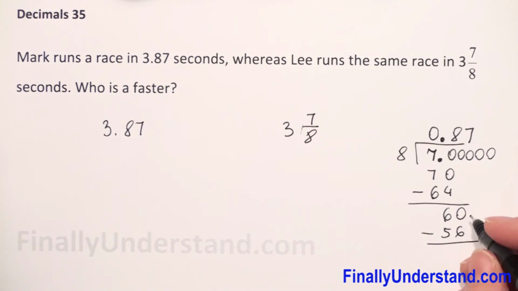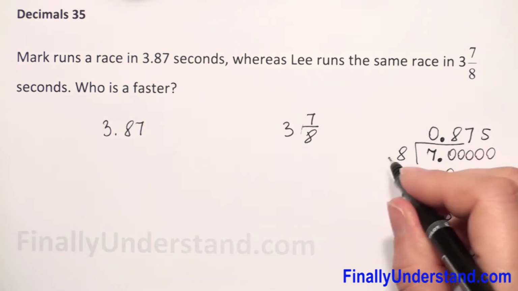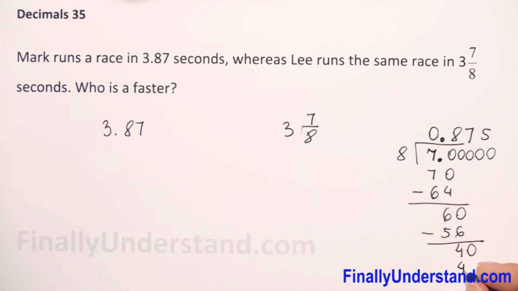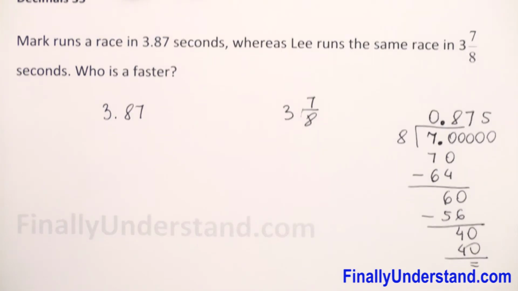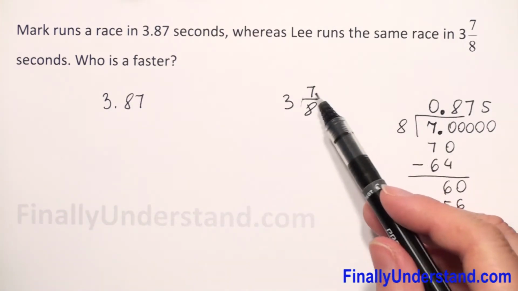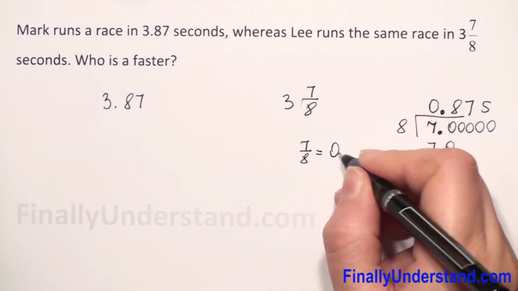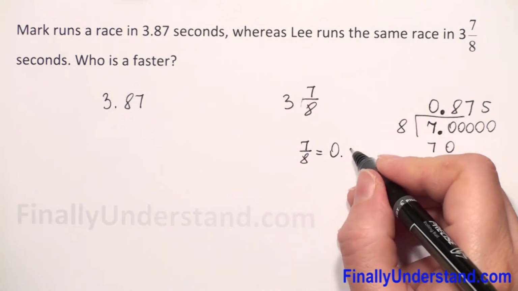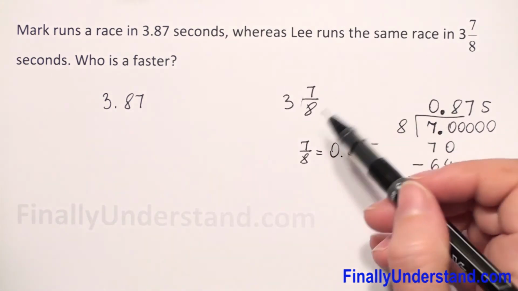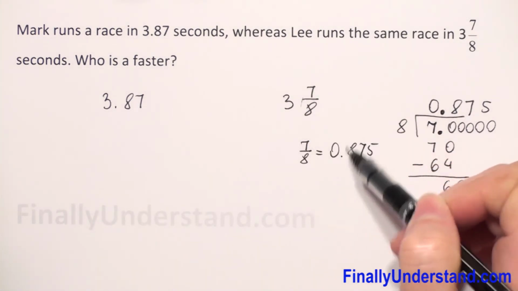And again we have to do subtraction. 60 minus 56 is 4. We can take the next 0 down. So we have 40 divided by 8 is 5. 5 times 8 is 40. So 40 minus 40 is 0. So we finish the long division, and we got 7/8. We can rewrite that this is 0 point, whatever we have on the top, 875. So we changed this fraction to a decimal number.